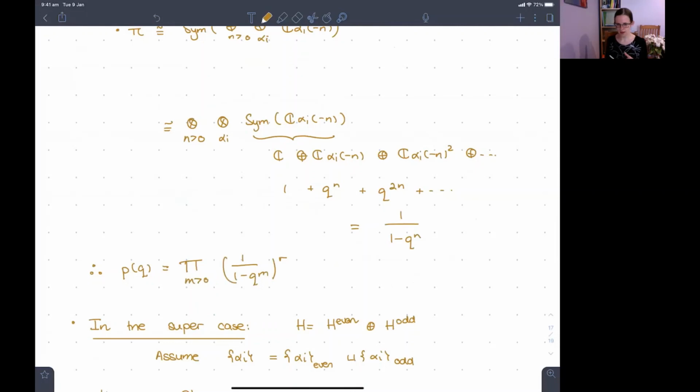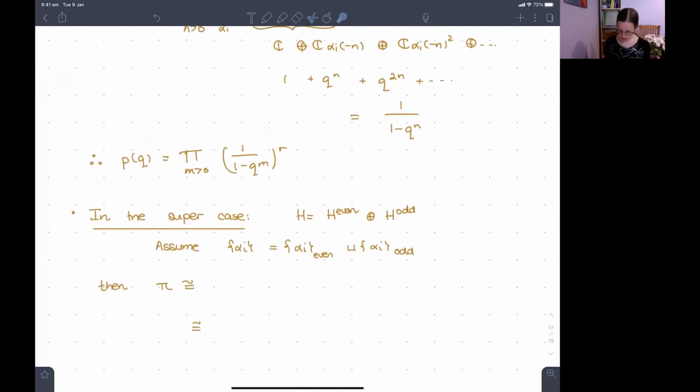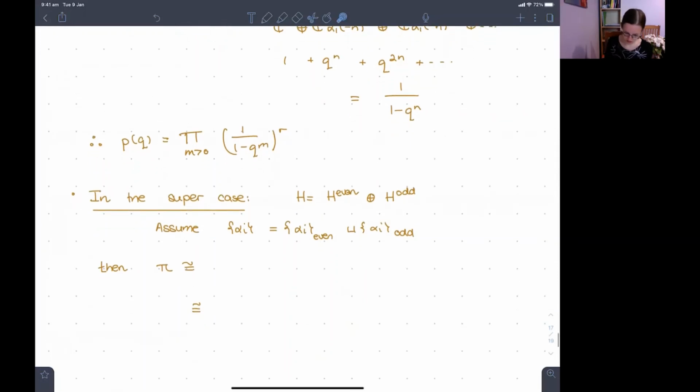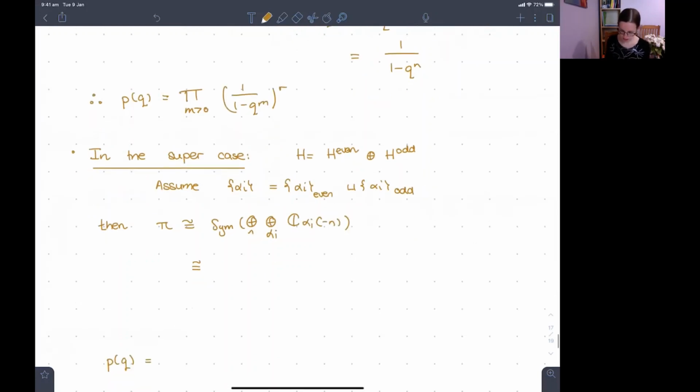Okay. And then in the super case, we can do the same calculation, except that instead of getting symmetric algebras, we get exterior algebras for the odd generators. So I'm going to assume that my basis spans the even part and the odd part, respectively. And so then my symmetric algebra, sorry, these are sums because they're inside. Okay, so it looks the same, but because some of these are odd generators, then I get the tensor product over the symmetric algebra on the even part. And I also have to tensor by the exterior algebras on the odd part.